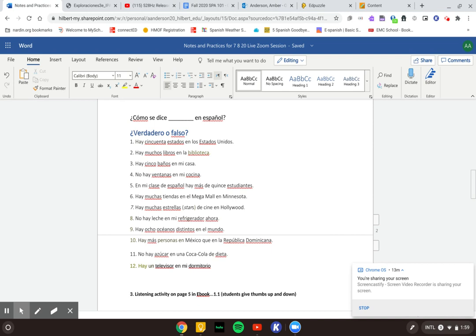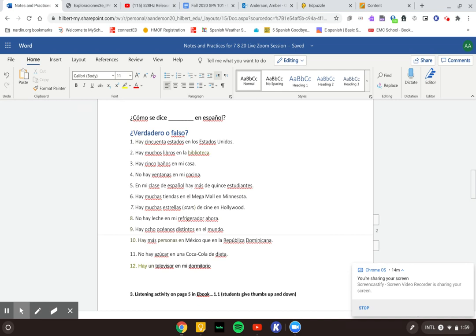Número 2. ¿Cómo se dice, hay muchos libros en la biblioteca? Is that verdadero or falso? You have to choose. So libros are books. Hay muchos, many books en la biblioteca, in the library. That would be verdadero. Next, I have, hay 5 baños en mi casa. Is that verdadero or falso? For mi casa, I would say, no hay 5 baños en mi casa, hay un baño. So that's falso for me. But maybe you said verdadero.